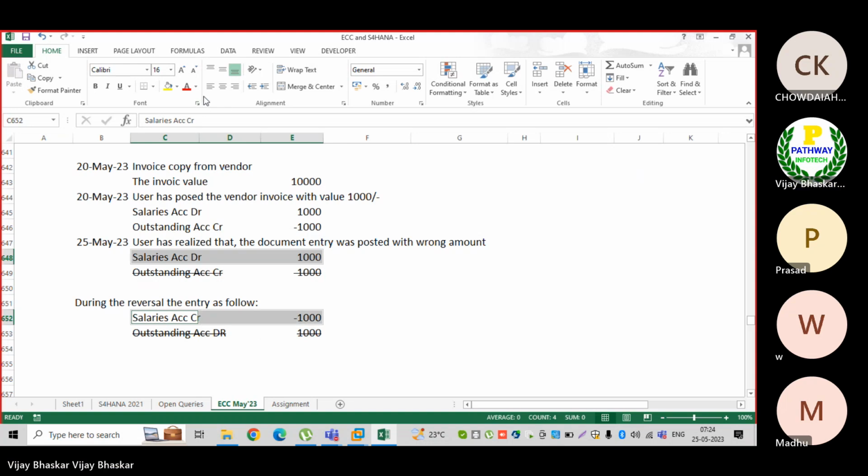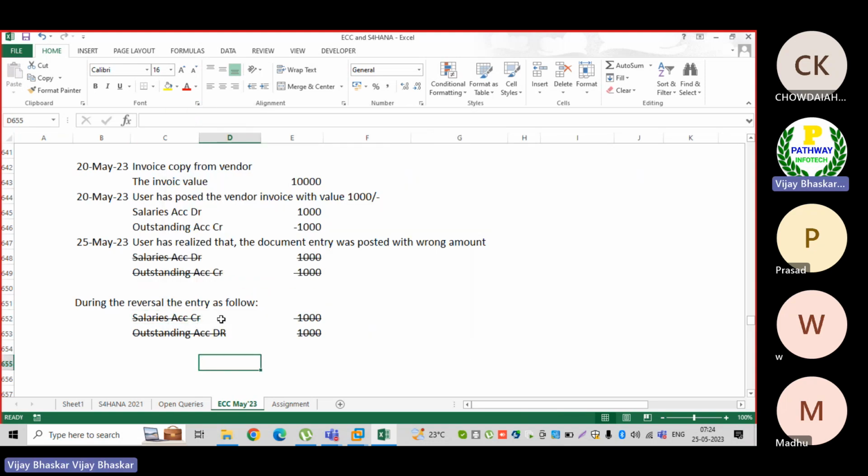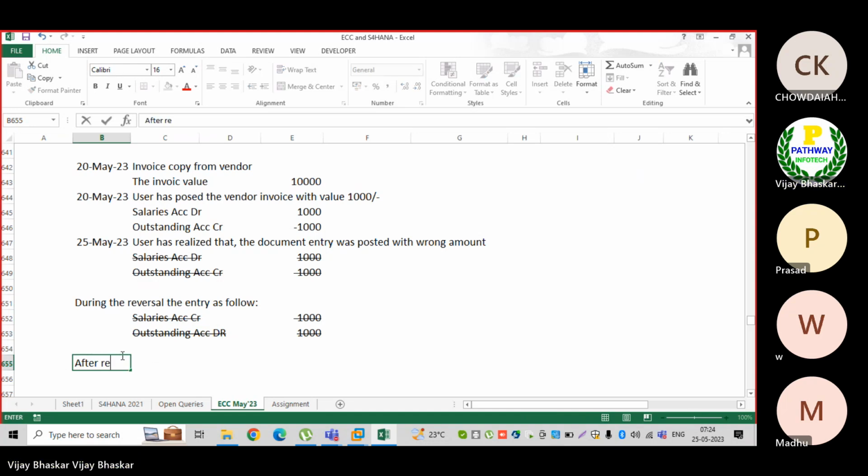Then during the reversal, this is exactly what will happen. See now, this value becomes 0, because whatever debit entries I have posted are credited. Now the credit entry has become debit. Now the document value will be 0.